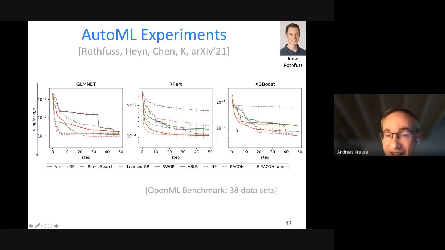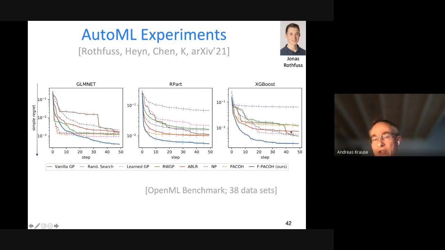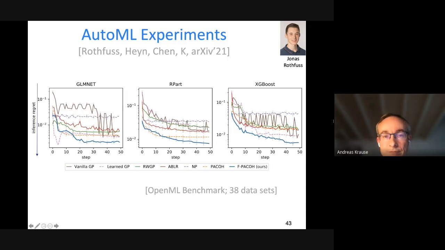We also compare against this PACOH method that I've described before, which is the one that in a way treats the data as IID, so it's not really been designed for this sort of task. And while it initially quickly finds good solutions, it gets stuck and doesn't keep improving. And if you apply this functional regularization, you can get quite substantially improved performance across these tasks. And so here are the corresponding results on the inference regret, which looks a little bit more noisy, but tells the same story.